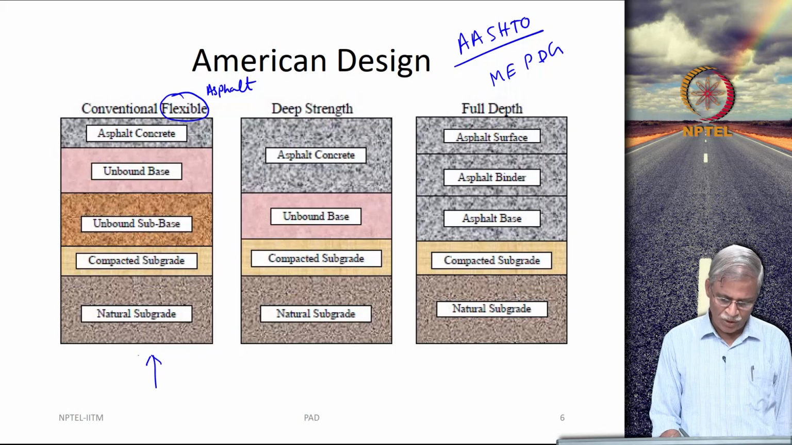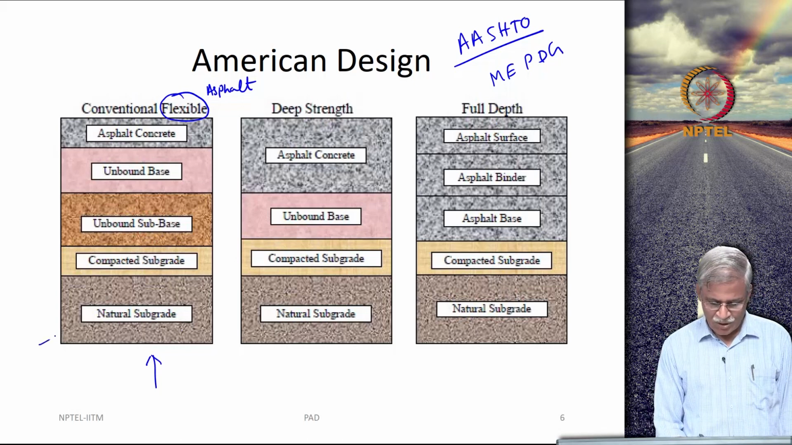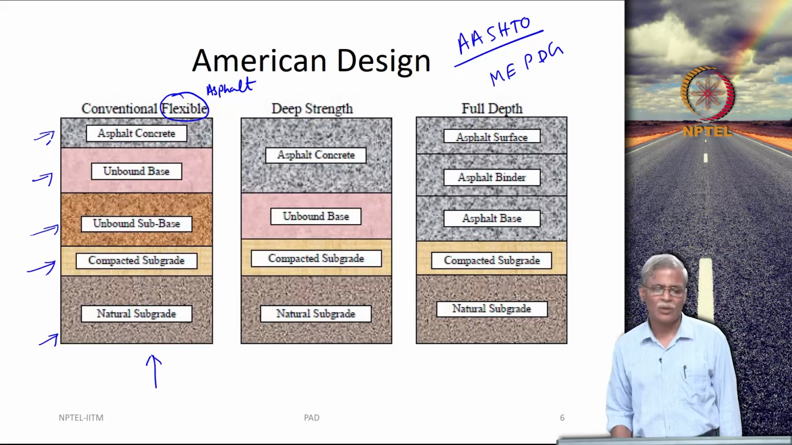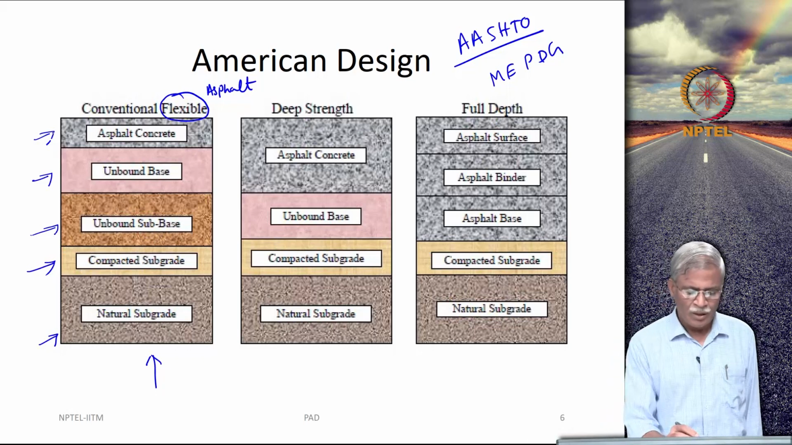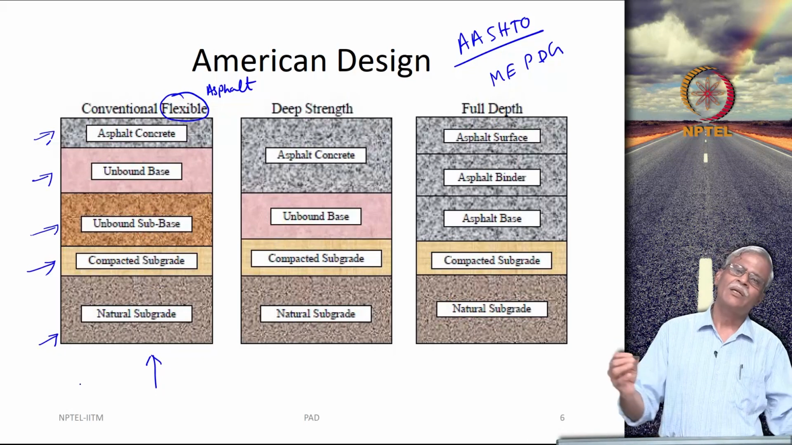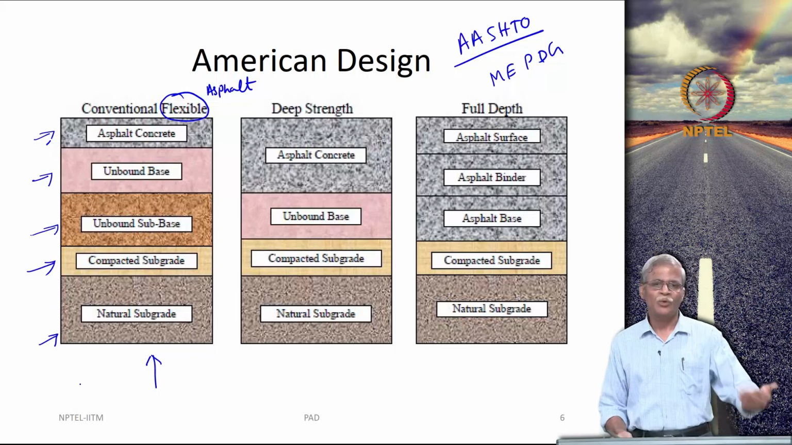Okay, so, what you are going to see is there is a natural subgrade, there is a compacted subgrade, unbound subbase, unbound base and bituminous mixtures or asphalt concrete mixtures. Okay. So, this is something similar to the generic cross section that was presented to you earlier.